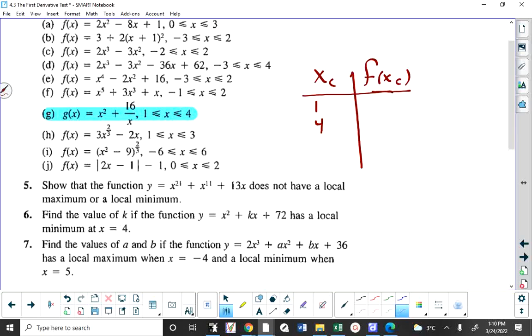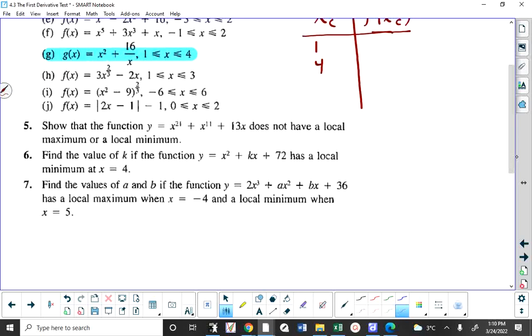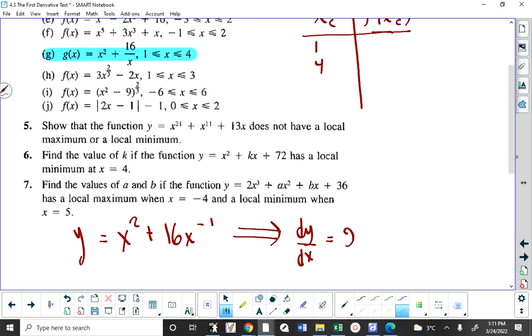When I differentiate this, I am going to first of all rewrite it as y equals x squared plus 16x to the negative 1, just to make it into a sensible form where I can use the power rule. I don't really like to work left to right, but I will in this case. dy dx is then going to be 2x minus 16x to the negative 2. Should be okay with that.